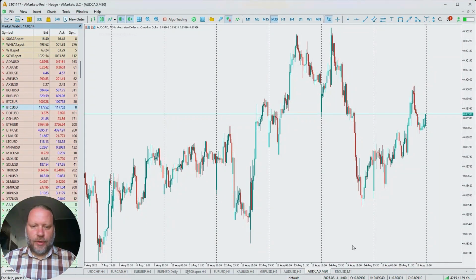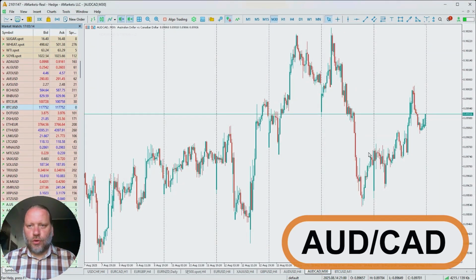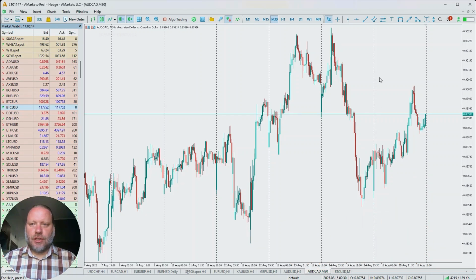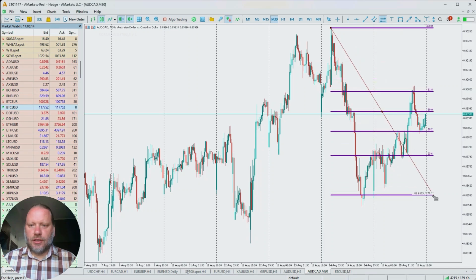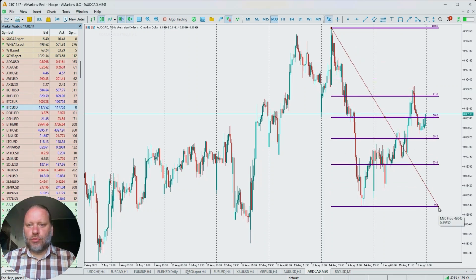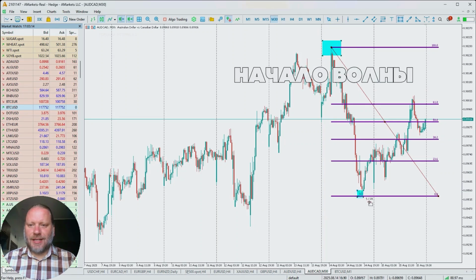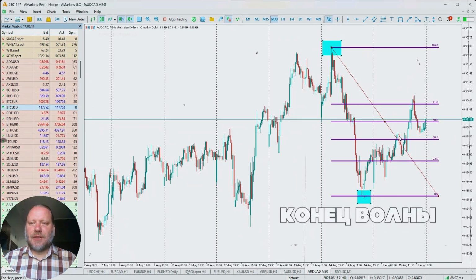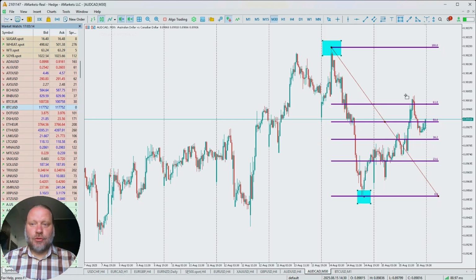Let's take a look at the cross pair Australian dollar to Canadian dollar. We also see, look, there was a strong downward movement. Let's see what the Fibonacci grid tells us here. Here, we stretch this grid over the descending wave. Here we have the beginning of the wave. Here we have the end of the wave. Correction went upward. And what do we see? The price bounced right in the zone of the 61.8 Fibonacci level. So once again, we see that this is a working tool.